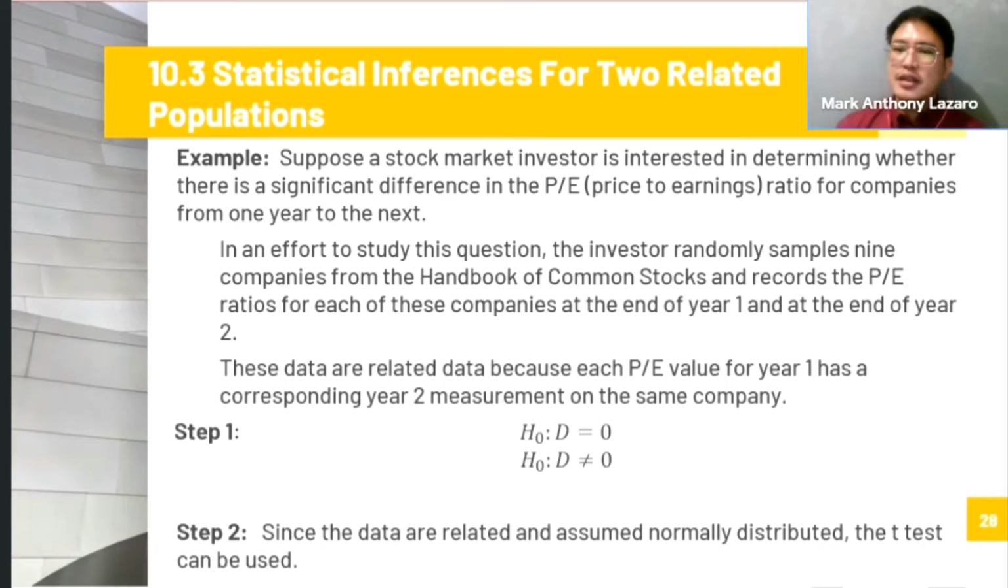Next slide. As an example given in the slides, because no prior information indicates whether price-earnings ratios have gone up or down, the hypothesis tested is two-tailed.